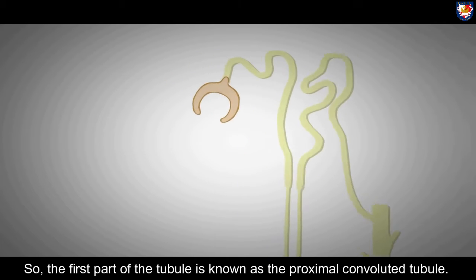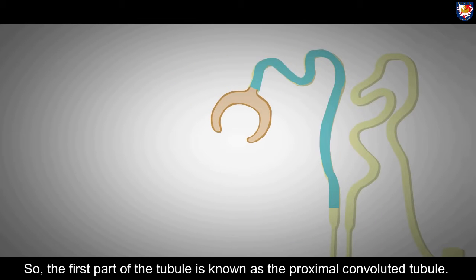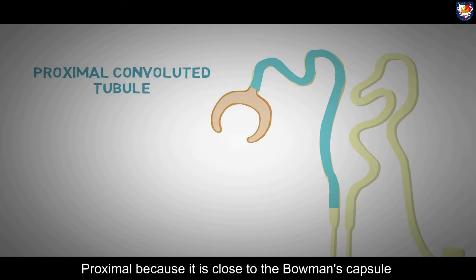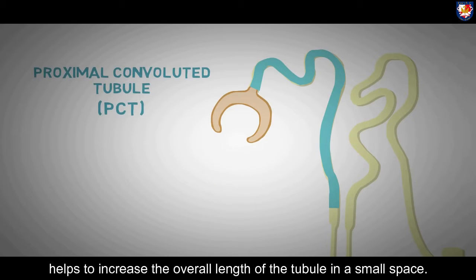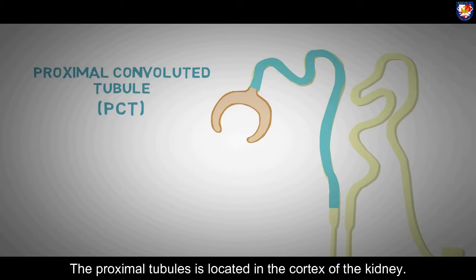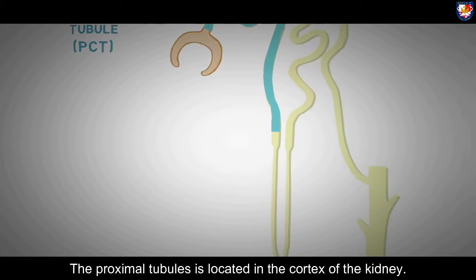So the first part of the tubule is known as the proximal convoluted tubule. Proximal because it is close to the Bowman capsule, and convoluted means it is a highly folded structure that helps to increase the overall length of the tubule in a small space. The proximal tubule is located in the cortex of the kidney.